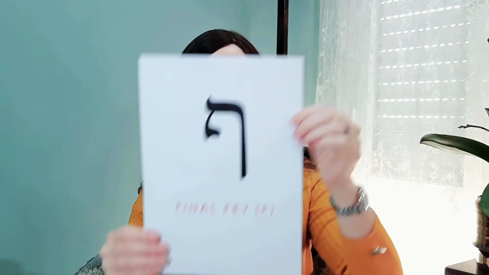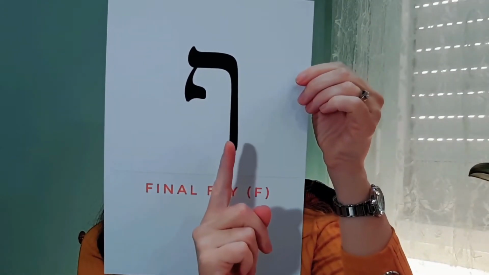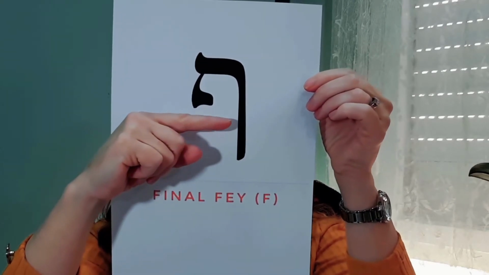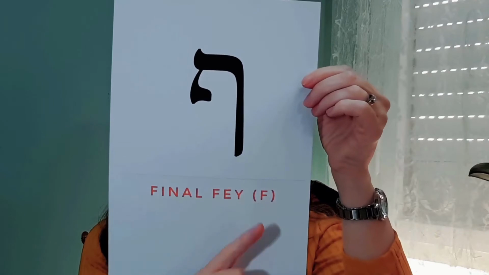When a Fe is at the end of a word, it looks a little differently. It has a final version. And the Fe at the end of the word has the bottom pulled out down below the line. This is the final letter Fe. The Fe looks like this, and the final Fe has the bottom pulled out hanging below the line.